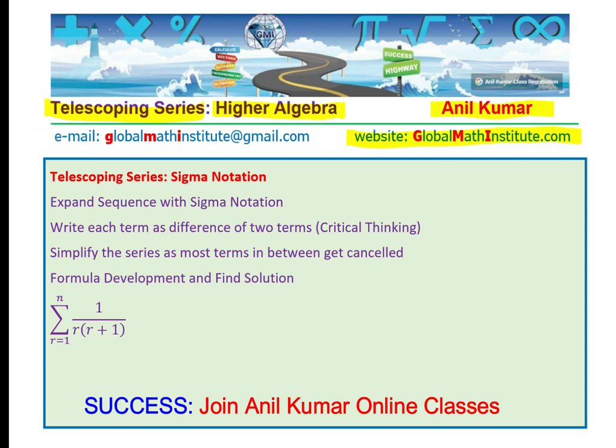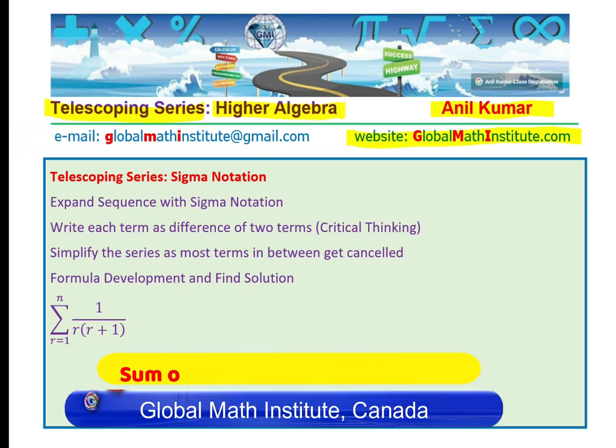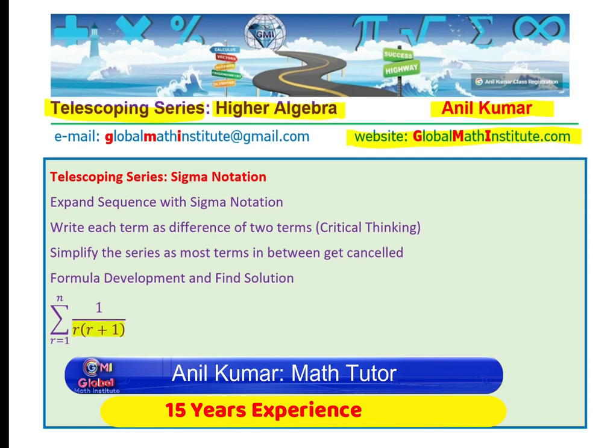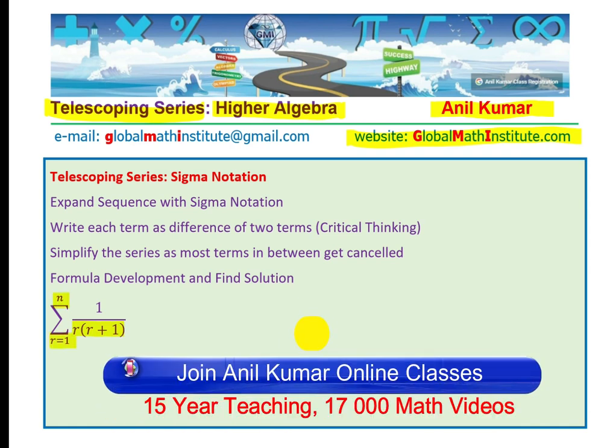Now, in this video, we'll discuss what is the sum of these terms, which is 1 over r times r plus 1, where r changes from 1 to n. While describing the solution, we'll go through these steps.